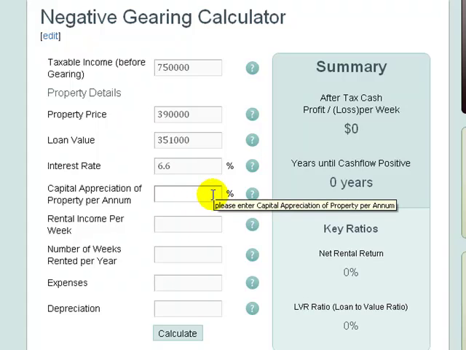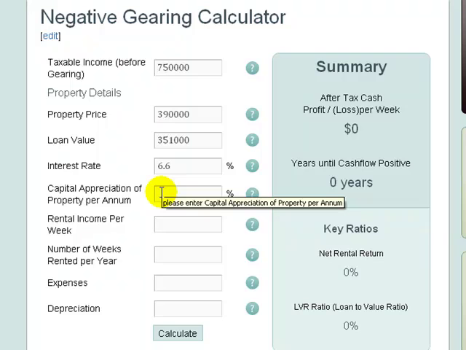Capital appreciation of the property per annum. We use this figure to calculate the years until cash flow positive, assuming that rentals increase at the same rate that the property goes up in value. And we're also looking at a long-term rate for this, 10 years. So we're going to assume a 6% capital appreciation, but you need to do your research on this. It'll vary significantly based on the type of property and location.